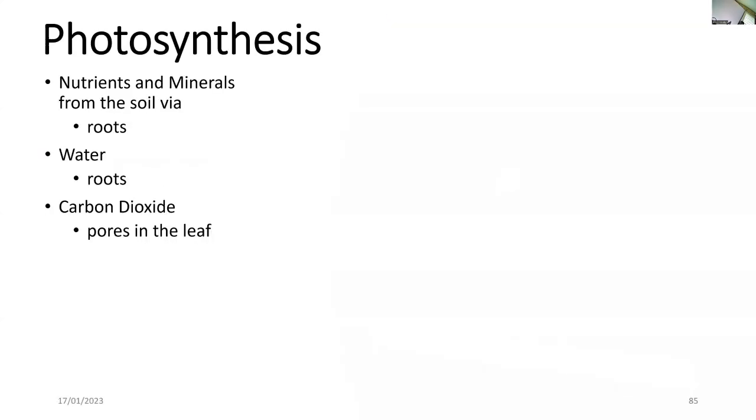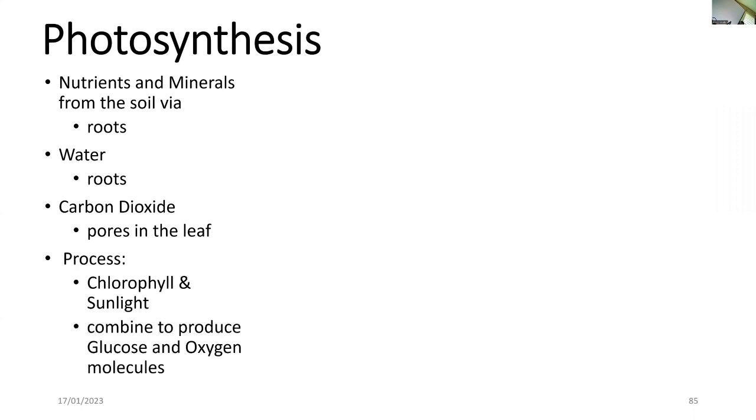So we've already looked at photosynthesis and how the nutrients and minerals come up with the water via the roots. And we also have carbon dioxide, which enters via the pores in the leaf. So this whole process of chlorophyll and sunlight, they combine to produce the glucose and the oxygen, or the carbohydrates.